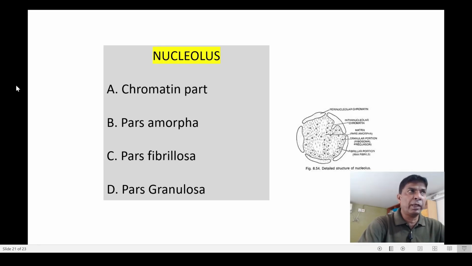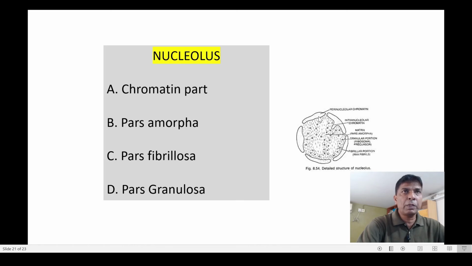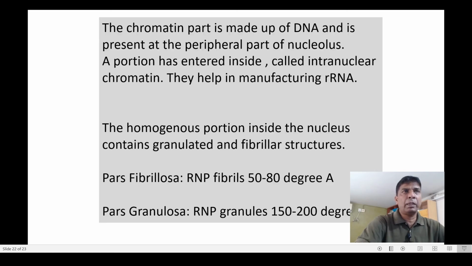Let's go through the nucleolus. Nucleolus has 4 components: chromatin part, pars amorpha, pars fibrillosa and pars granulosa. Now in this picture you can see the chromatin part is made up of DNA and is present in the peripheral part. This portion is known as the chromatin part. Chromatin part is present in the peripheral region as well as it has intruded inside. This is called the intranucleolar chromatin. So this area actually is made up of DNA. They actually help in manufacturing ribosomal RNA.